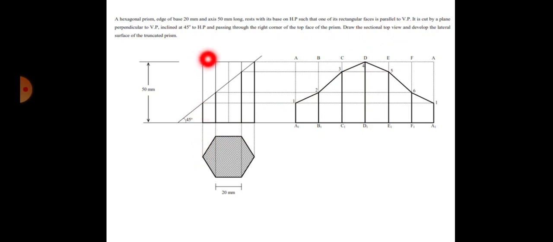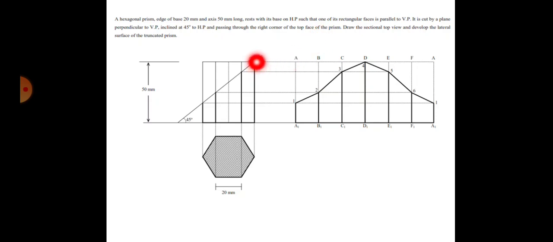The height is 50, so you will draw the top and front view first. It's a prism, so it's a parallel line method you have to follow, so it's easy. You draw the hexagon, you draw the front view, and this time the section plane is cutting in such a way that it is at an angle of 45. One condition is given, and there's one more condition given here. It's cut by a plane which is inclined at 45 and passing through the right corner of the top face. That means it has to pass through here.